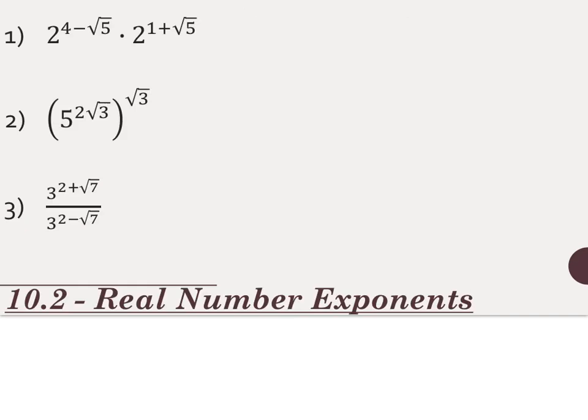All right, here we go. We have 3 problems to do on this page and then 2 on the other page. And this is going to need you to remember exponent rules. So example number 1, we have 2 to the 4 minus the square root of 5 power times 2 to the 1 plus the square root of 5 power.